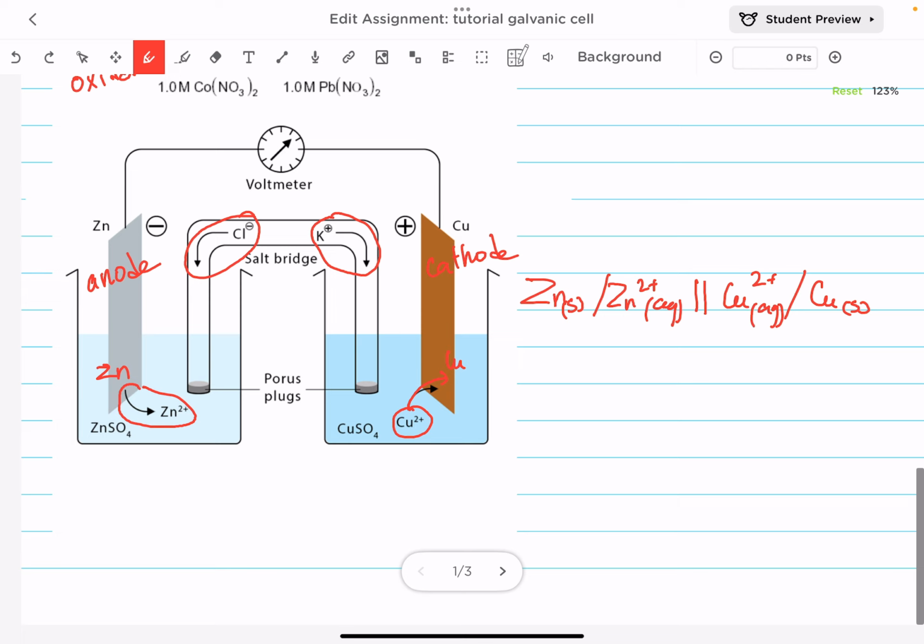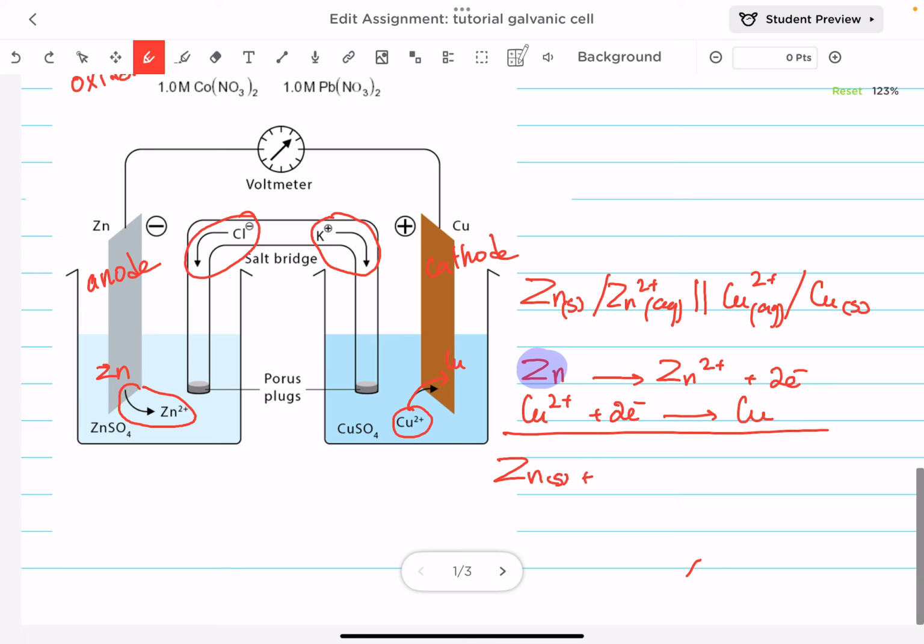If we want to write the redox reaction, it's the zinc giving Zn2+ and 2 electrons. That's the oxidation, and that's the reduction of copper. We say that zinc is the more reactive metal. And here's the overall equation. Redox reaction.